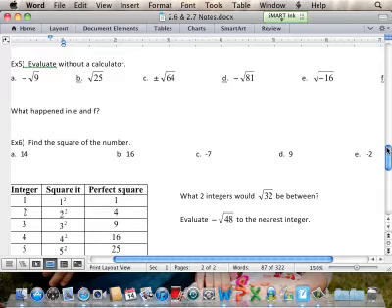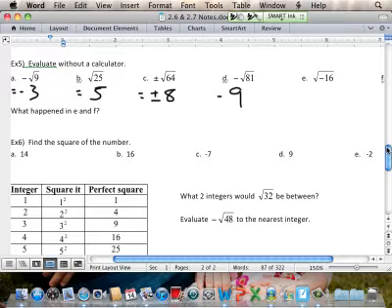It says evaluate without a calculator. So it's the opposite of the square root of 9. Well, the square root of 9 is 3, and so the opposite of that is negative 3. The square root of 25 is 5. C, plus or minus the square root of 64. That's plus or minus 8. The opposite of the square root of 81, which is 9.